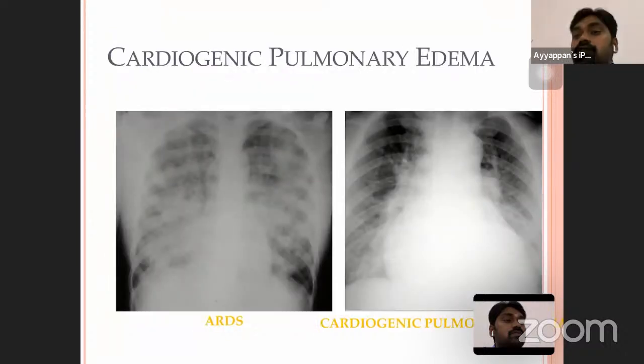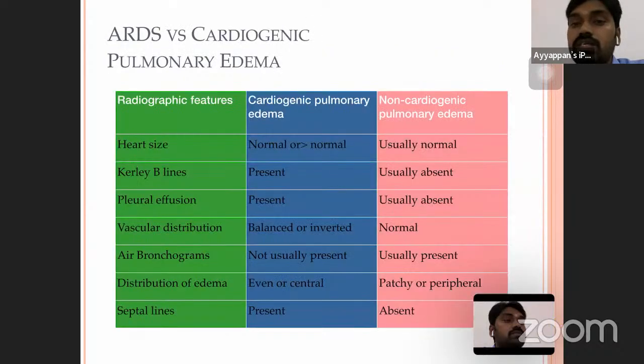So this is the cardiogenic pulmonary edema. This is the ARDS, as we know. The typical X-ray differences will be highlighted here. Your heart size might be normal in ARDS, whereas it will be increased or can also be normal in cardiogenic pulmonary edema.